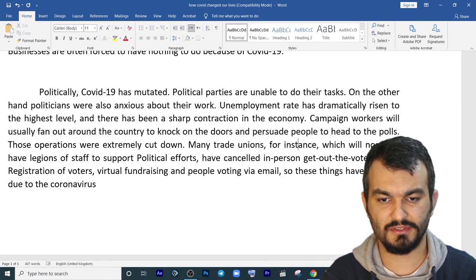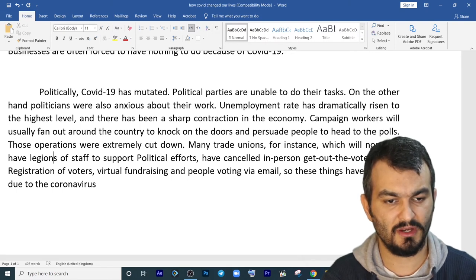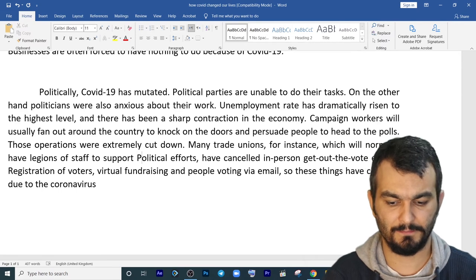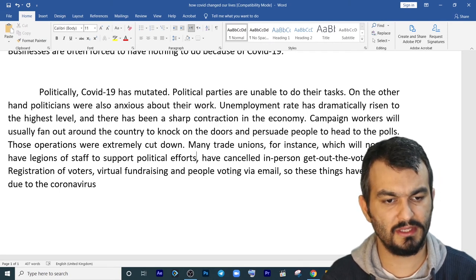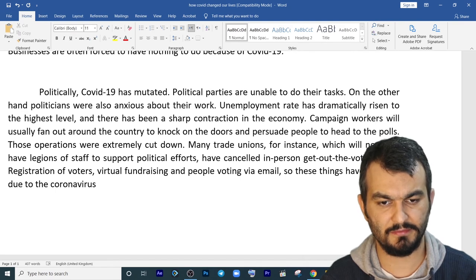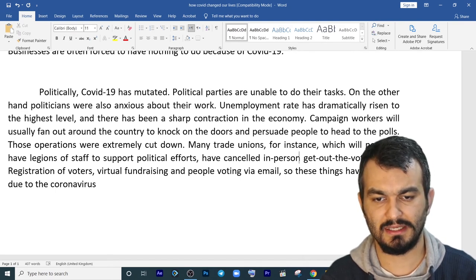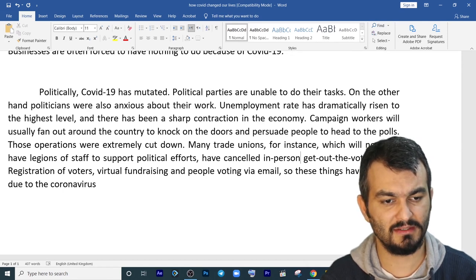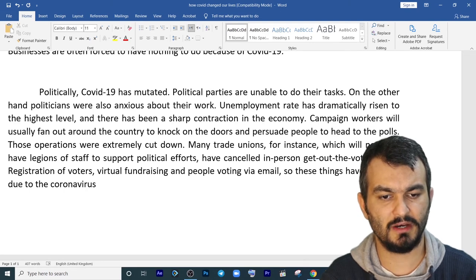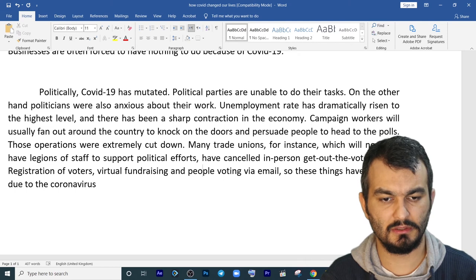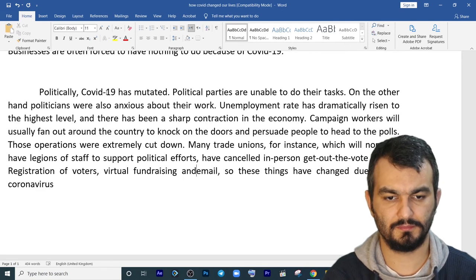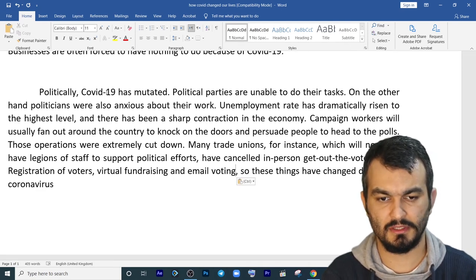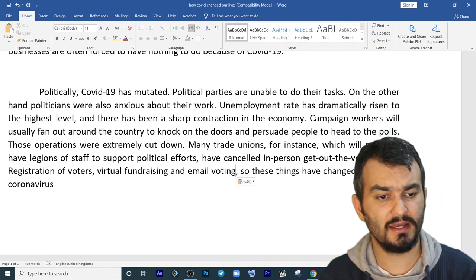Many trade unions, for instance, which will normally have legions of staff to support political efforts, have canceled in-person get out the vote events. All right. Registration of voters, virtual fundraising, and people voting via email. You can say email voting. So these things have changed due to the coronavirus.